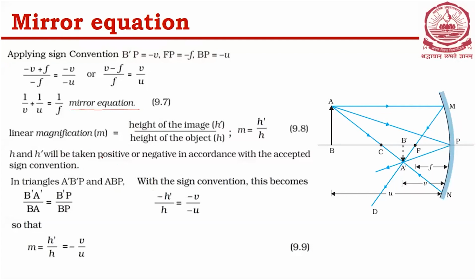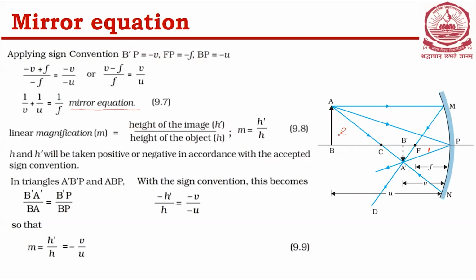So if you consider the triangles A dash B dash P and ABP, these are the two right angle triangles. This is triangle 1 and this is triangle 2. So you can write B dash A dash divided by BA, and that should be equal to B dash P divided by BP.